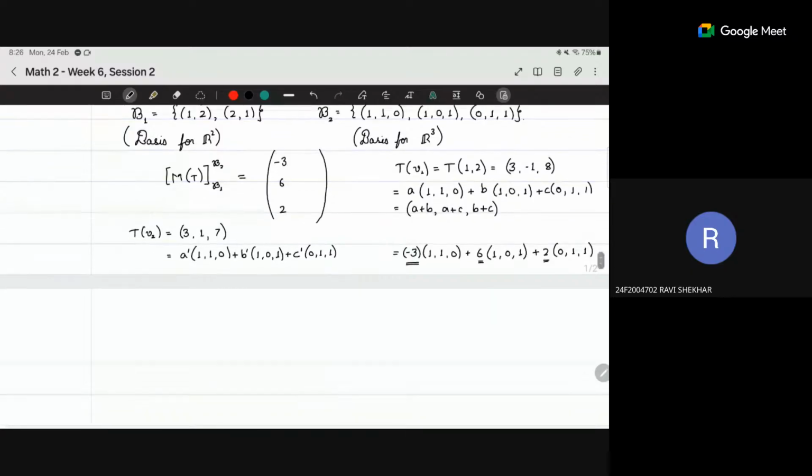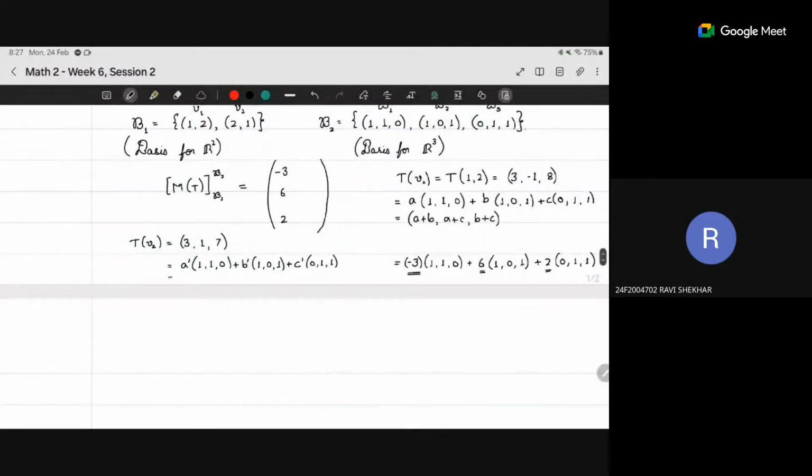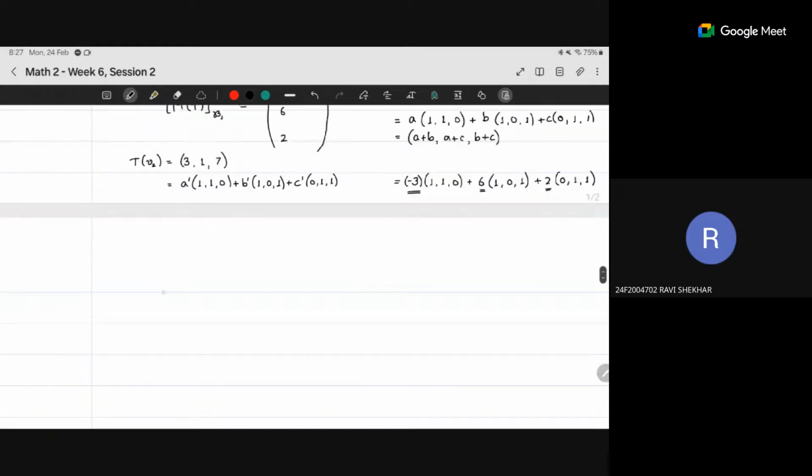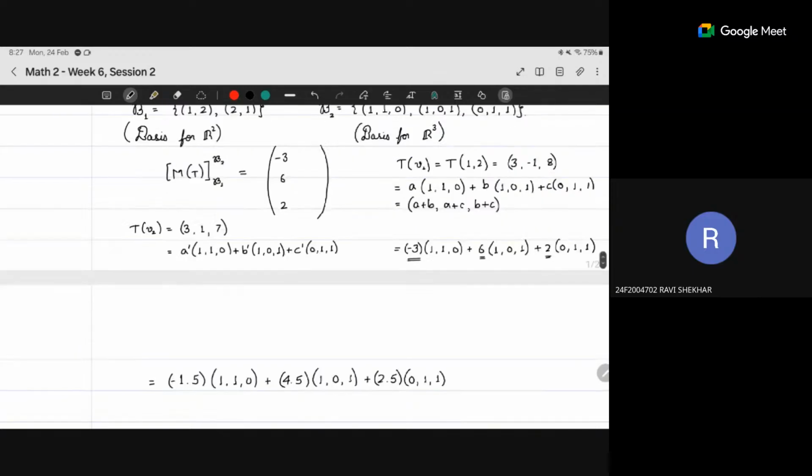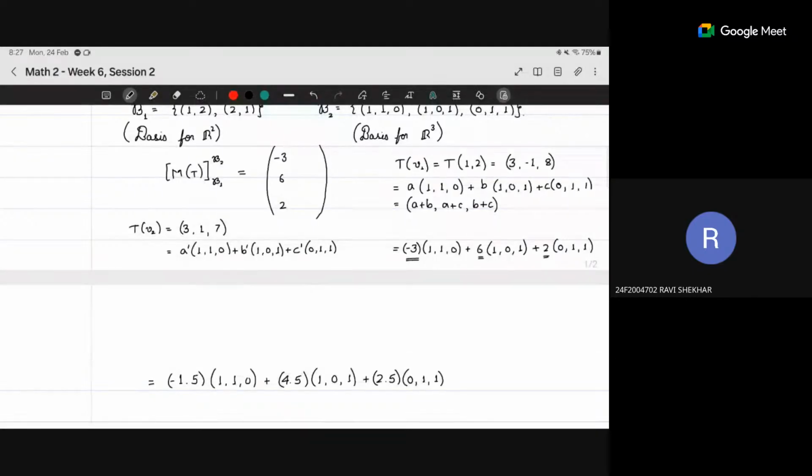A dash is -1.5. This is fractional. B dash is 4.5. And C dash is 2.5. So this was -1.5, this was 4.5, and the last one was 2.5. Once again, to find these exact values, you have to solve this system of equations for A prime, B prime, C prime. Someone has already done that for me, so I'll just use it.